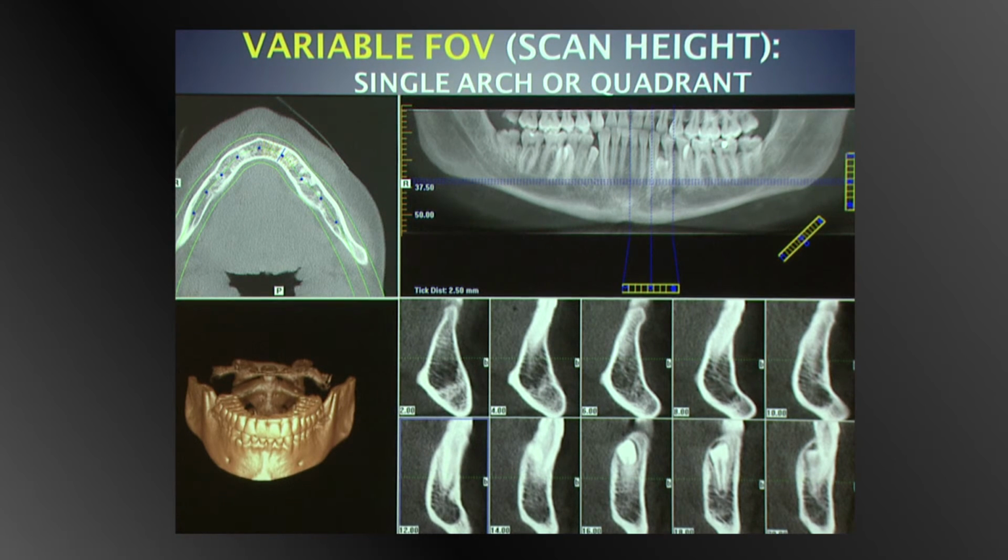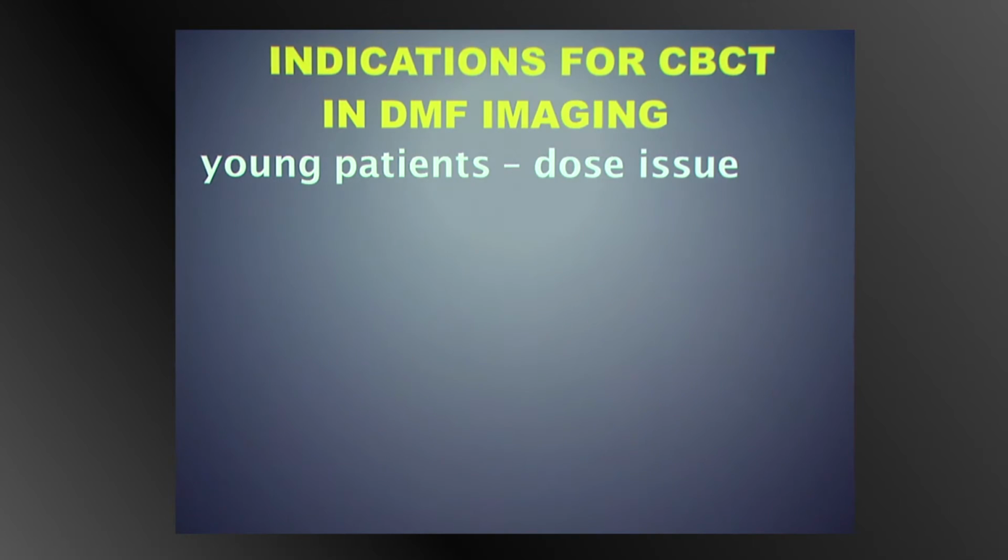And with some of the smaller systems, you can do a single arch, a quadrant, or even 3 teeth or 2 teeth, further decreasing the dose. So when do we use cone beam? Well, obviously in younger patients, it's a dose issue. We use it for assessing dental implants.